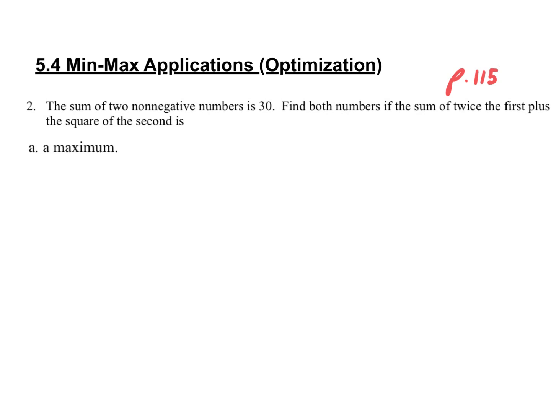So here's what I'm talking about. Page 115, number 2, part A asks for a maximum. And then we'll find the minimum too, because that's what part B asks for. We'll do both, but we'll do the maximum first. Again, this problem doesn't really have context. It's just talking about some numbers. The sum of two non-negative numbers is 30. Find both numbers if the sum of twice the first plus the square of the second is a maximum. And then we'll find a minimum.